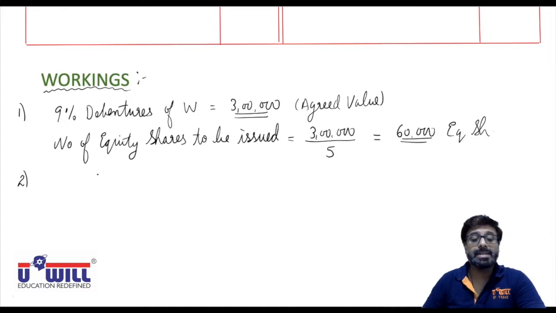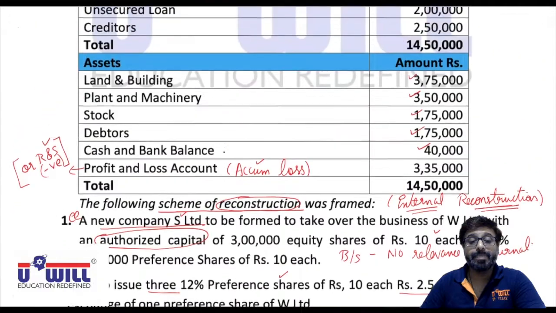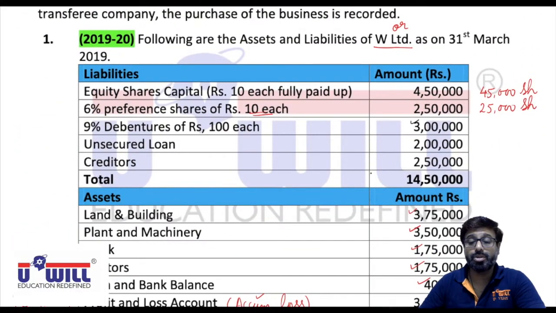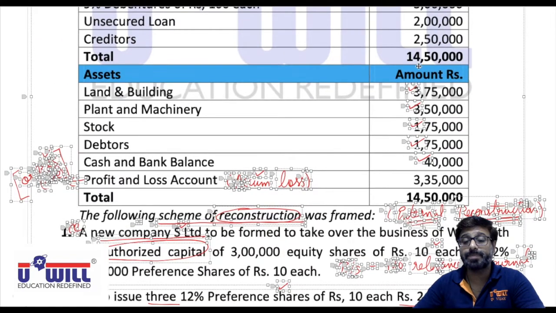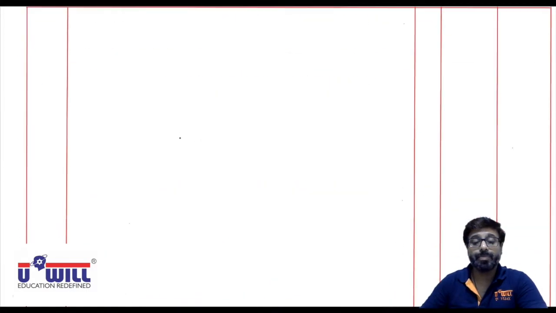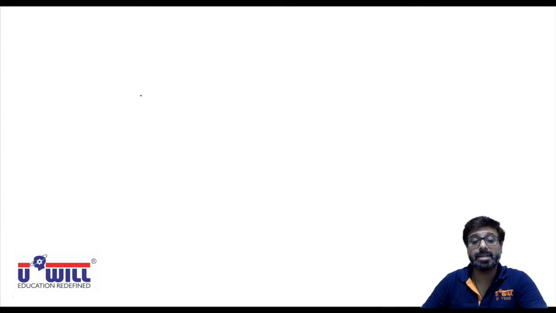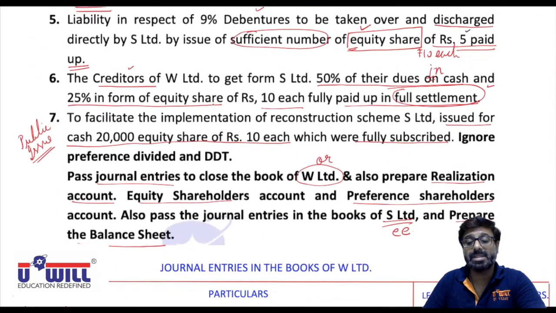Second, we have to make the workings for creditors. You all can see here, creditors are 2,50,000. So in the workings, creditors 2,50,000. Now, how are the creditors to be settled?